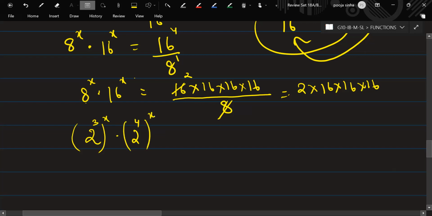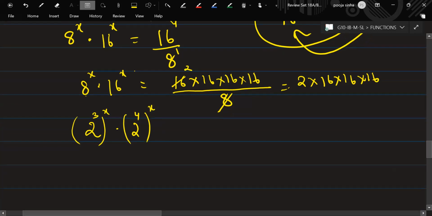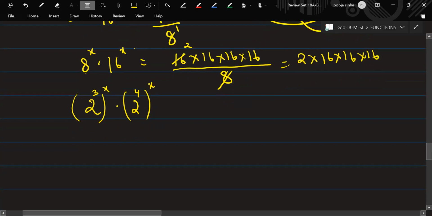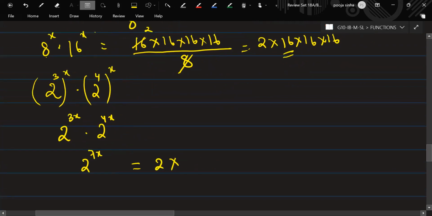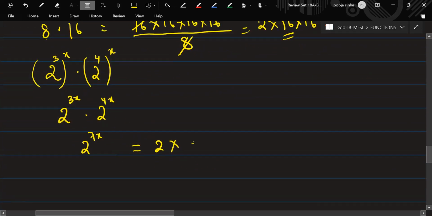Can I do that? Kar sakte na? Now, what does it become? Both have 2 raised to power 3x and 2 raised to power 4x. So, can I make that 2 raised to power 7x? Which equals 2 into, now we will break these also, 16. Now you make them equal: 2 raised to power 4, 2 raised to power 4, 2 raised to power 4.